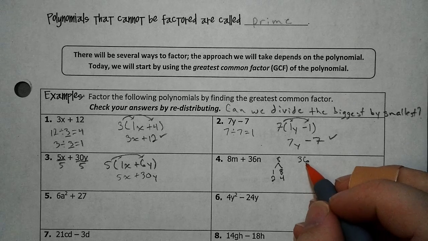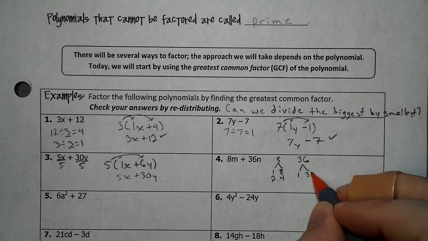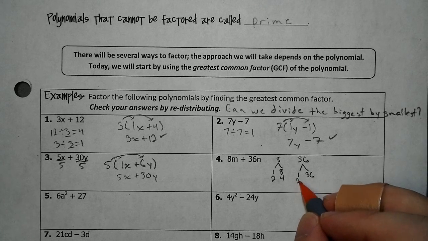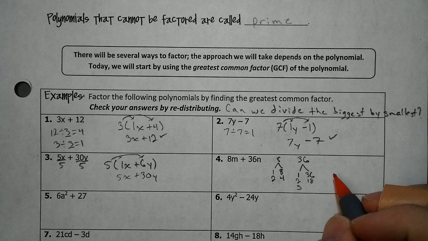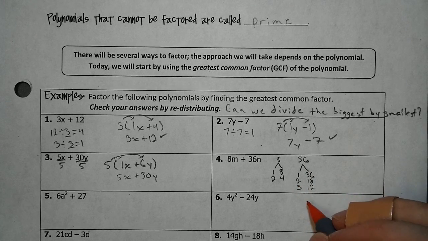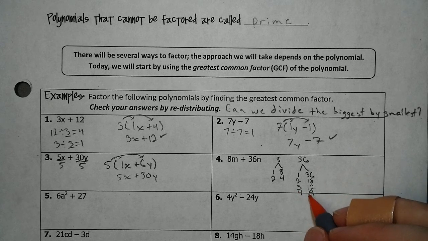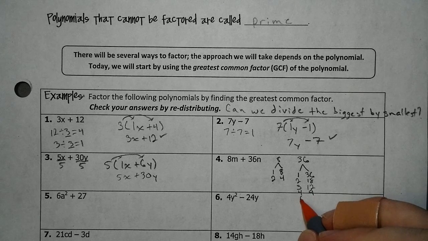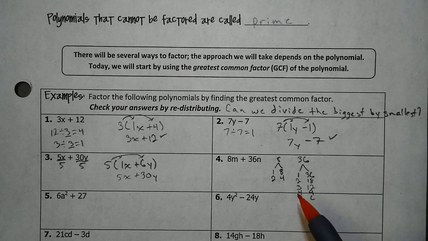Now, let's get all the factors for 36. Well, obviously, 1 times 36. Now, let's divide it by 2. 2 goes in there 18 times. Let's divide it by 3. 3 goes in there 12 times. Let's go again. Let's divide by 4. 4 goes in there 9 times. Let's try 5. Nope. 6. And 6 goes in there 6 times. So we've got our factor tree.